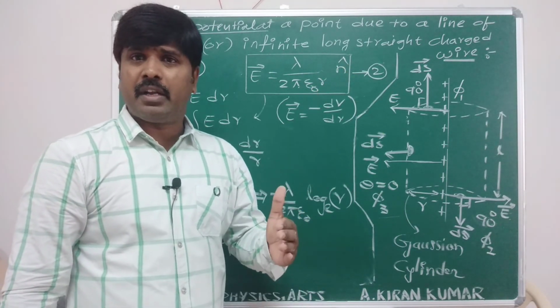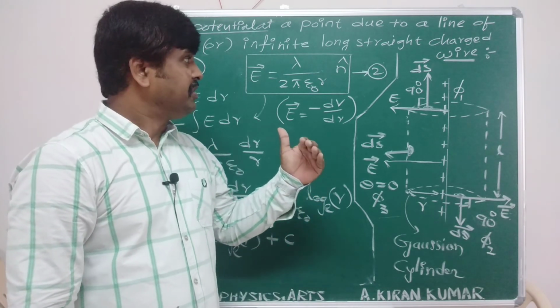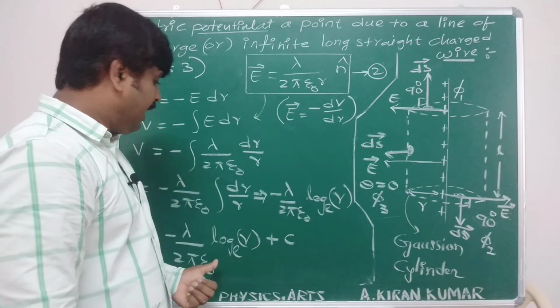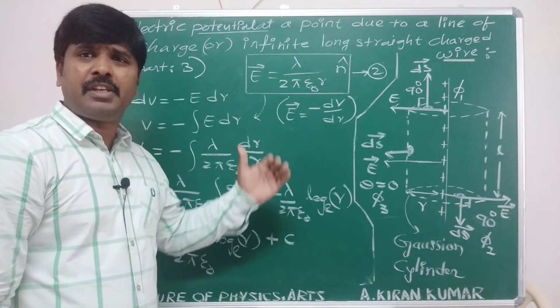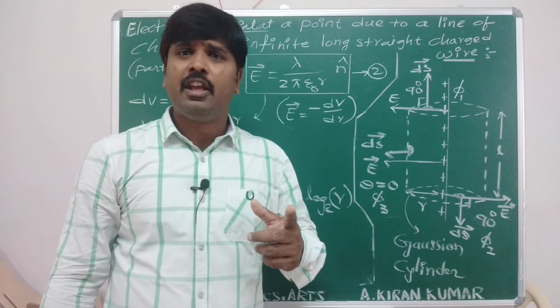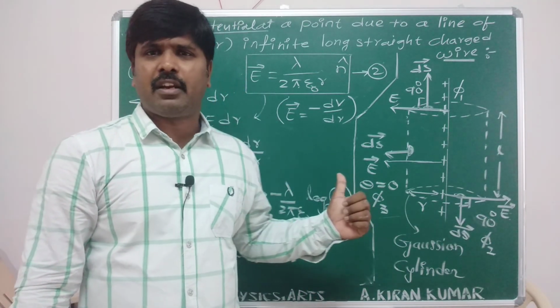Try to understand whatever we did first. Based on that electric field, we are finding the electric potential. This is the step by step sequence, which is why I am doing it at a time: electric field intensity, and based on the E-V-D relation, the electric potential.